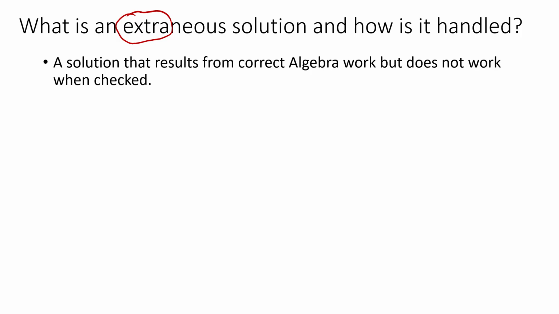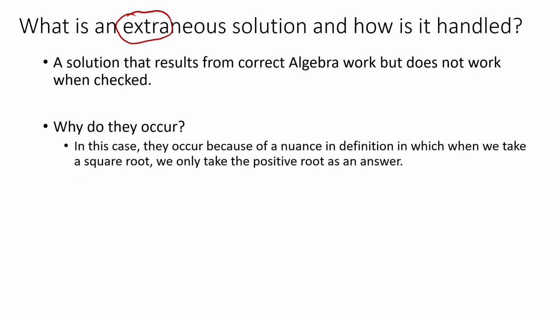but when you plug that number back in, it doesn't actually work. And so this might seem like a serious problem and might raise this question: why do they occur? So what is it about these problems that causes these extra solutions to turn up? Well, in this case, they occur because of a nuance in definition in which when we take a square root, we only take the positive root as an answer.